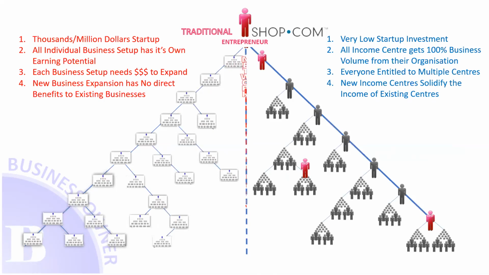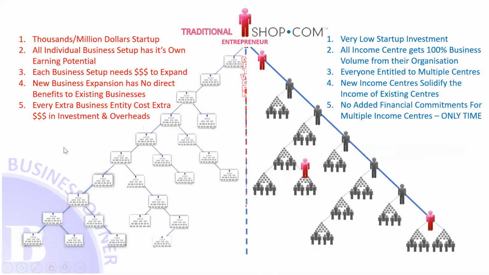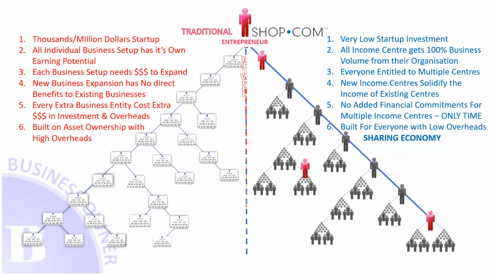So let's say I have a business, I'm in Melbourne here, I've got business partners in Lismore, New South Wales with Dave, and then I've got a business partner in Singapore. All those centers, we support one another, and we'll be able to get 100% volume from these organizations. And every extra business entity costs extra money to invest, and the overheads as well. With traditional business, you build on asset ownership, and the overheads are really high. Whereas with shop.com, we don't have added financial commitments for multiple income centers.